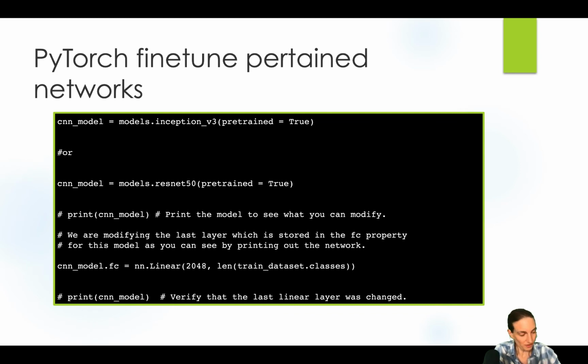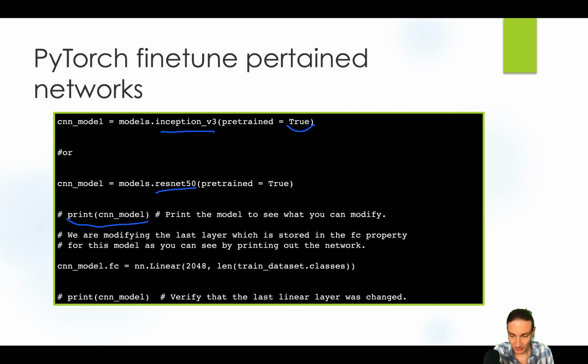We can very easily load an existing pre-trained model. For instance, we have our Inception model here. We set pre-trained to true. If you set it to false, then you just load the model architecture with randomly initialized weights. PyTorch also includes, for instance, ResNet 50 architectures and a ton of other ones. Once you have this model, you can use print to see what the architecture looks like. I didn't have enough space here to put it on, but we'll try this out in the lab.